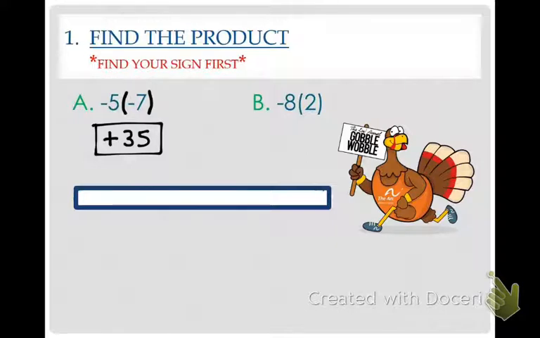Problem B says -8 times 2. How many negatives are there? 1. Is 1 odd or even? Odd. Every time you have an odd number of negatives, your answer will always be negative. What is 8 times 2? 16. So your answer would be -16, because remember, you want to find your sign first.